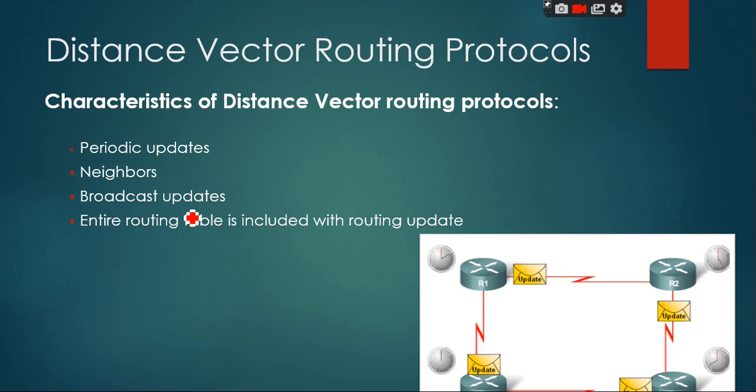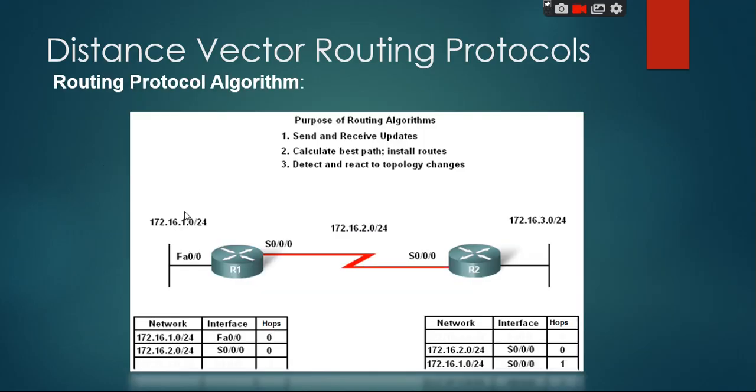A distance vector routing protocol sends this update periodically. That means every once in a while they will send this update to the neighbors. And these are broadcast updates. That means it will be sent to everyone. All the neighbors, all the paths will be flooded with the update. And you send the entire routing table along with this update. You are not sending partial information, you are sending the entire routing table.